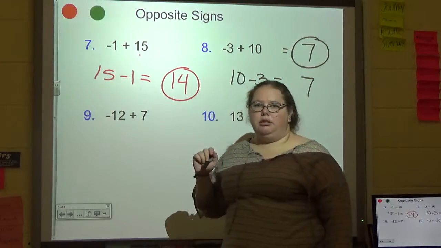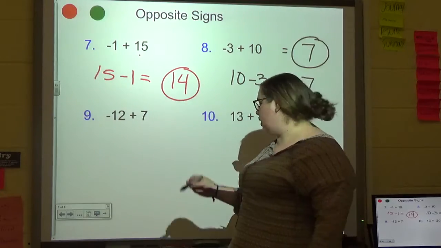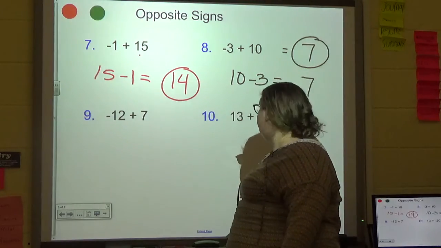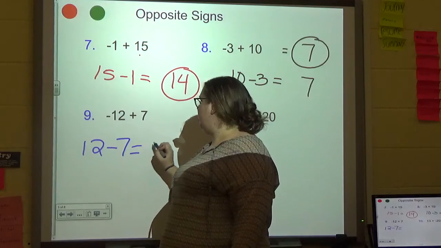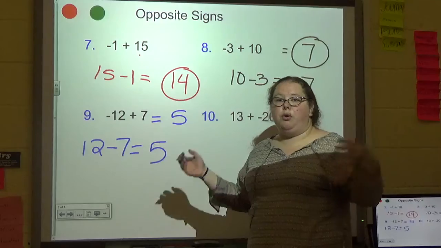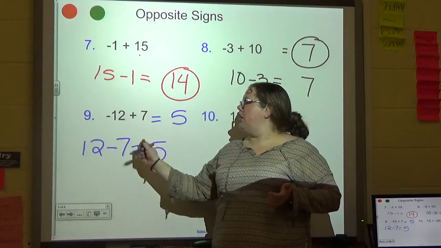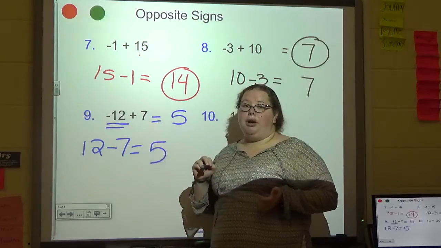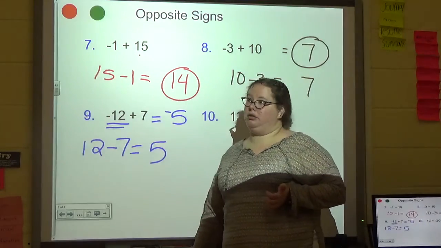-12 and 7. Again, I see one negative in the problem, so I'm subtracting. 12 minus 7 is 5. Is the answer 5 though, or -5? So who's bigger, 12 or 7? Since 12 is the bigger number and it's negative, my answer is negative.